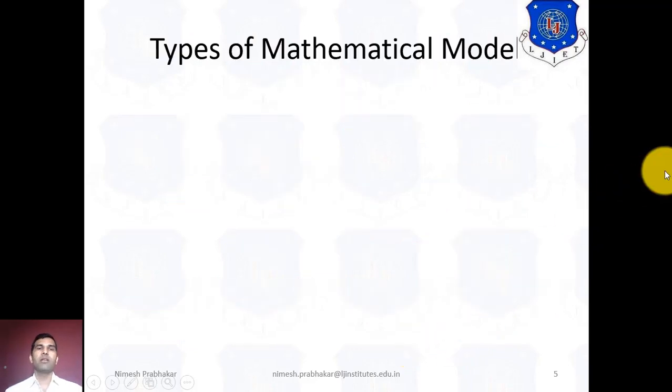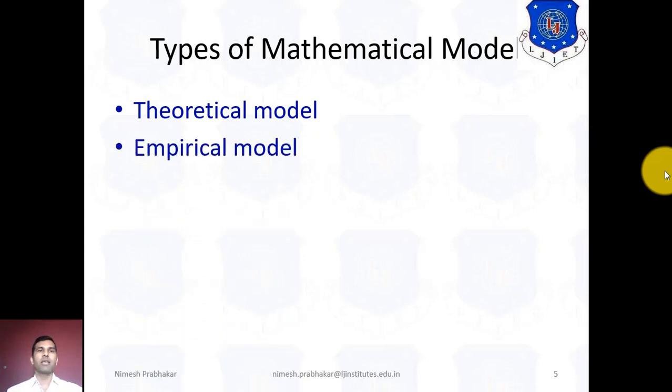Next, the types of mathematical model. There are different types of mathematical model. The first type is the theoretical model, the second type is the empirical model, and the last type is the semi-empirical model. So mainly models are classified in three ways: theoretical model, empirical model, and semi-empirical model.